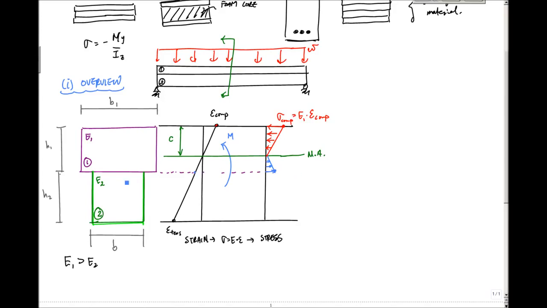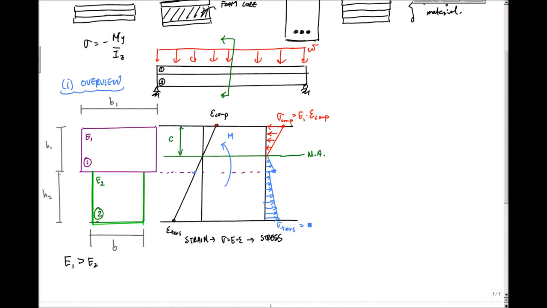Then all of a sudden I get to material 2 right here, and material 2 has a smaller modulus of elasticity. Because I have the same strain value at this point but I'm multiplying by a lower modulus of elasticity, I'm going to have this discontinuity. I'm going to have this step where my stress value drops down to here, and then I continue linearly all the way down like this.